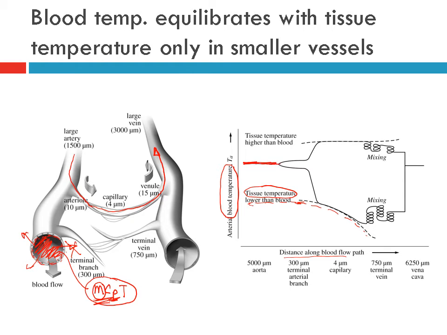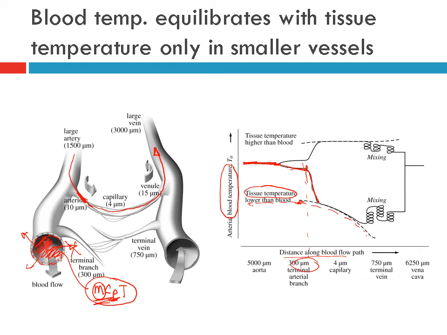So the blood stays warm. It doesn't really cool down significantly until it reaches the smaller vessels. So until it reaches somewhere here, then the blood equilibrates with the tissue. So remember I said the tissue is colder and the blood is warmer.